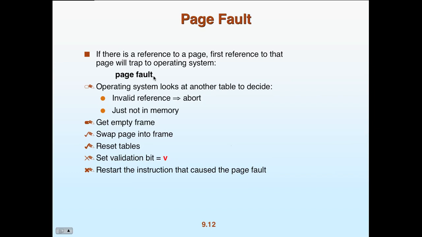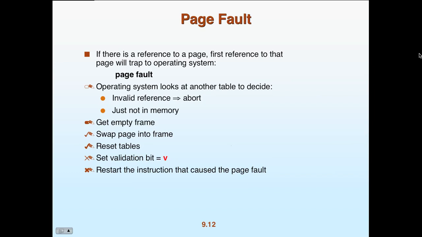When it catches a page fault as a trap that gets signaled, it goes into the same structure. The kernel looks at this and goes, "Oh, page fault. This means something's not loaded into memory," and then it deals with the page fault, which basically sends out another instruction that says, "Well, then load it into memory." So operating systems look at another table to decide if it's an invalid reference, and if it is, abort.